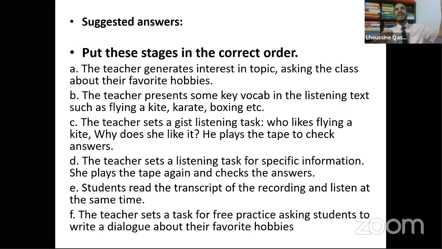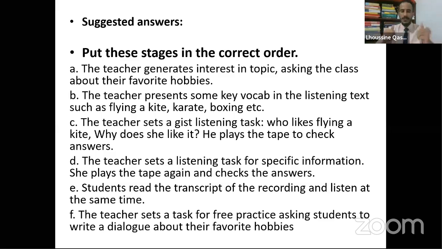Flying a kite, okay. To fly a kite, it's a verb. Or do you like swimming or playing karate? So karate is a noun. So this is generating interest: the teacher asks the class about their favorites. Now, can you compare with your friend? Discuss with your partner. Ask and answer. What's your favorite hobby? My favorite, etc. Okay.